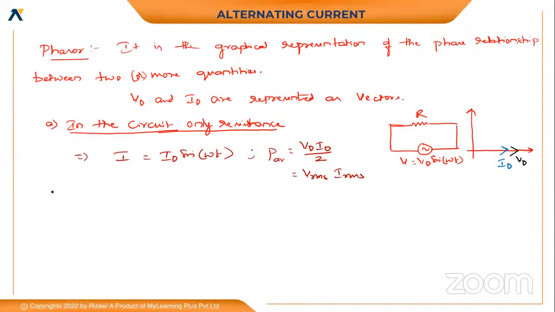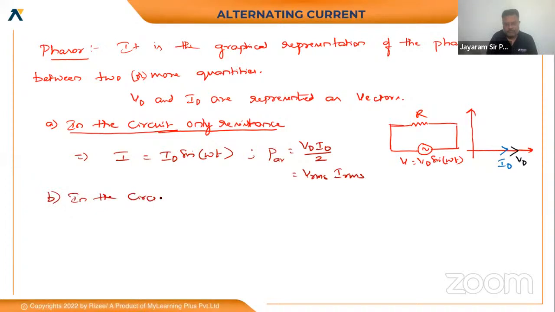In the same situation, in the circuit there is only an inductor. So if only an inductor is being connected in a circuit like this, for example, this is an inductor. Okay, an inductor is being connected here.